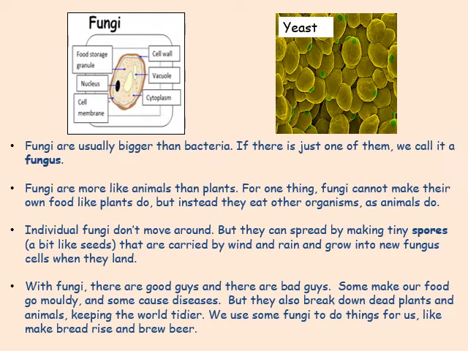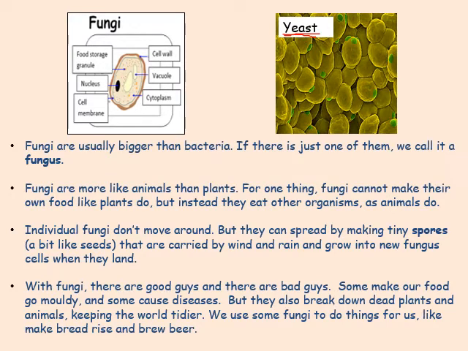Okay, so here, if you guys have been doing a lot of baking with your parents in the lockdown, we have yeast. Yeast is an example of a fungus. It's a single-celled organism, and we use it for baking and making beer. Okay, so fungi are more like animals than plants. For one thing, fungi cannot make their own food like plants do, so they don't have chloroplasts, but instead they eat other organisms like animals do.